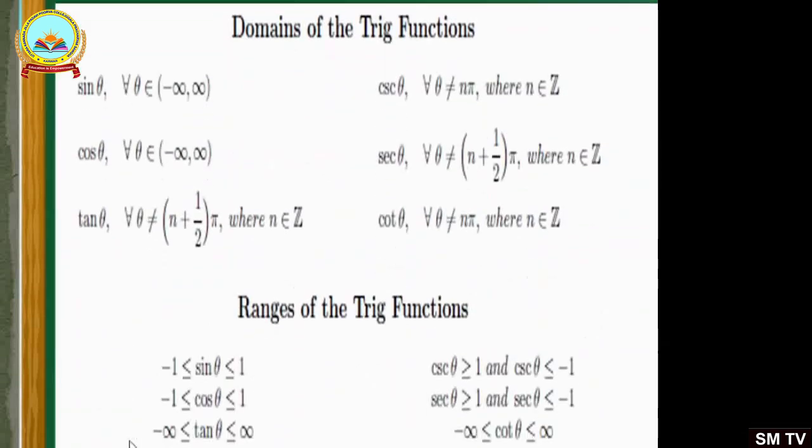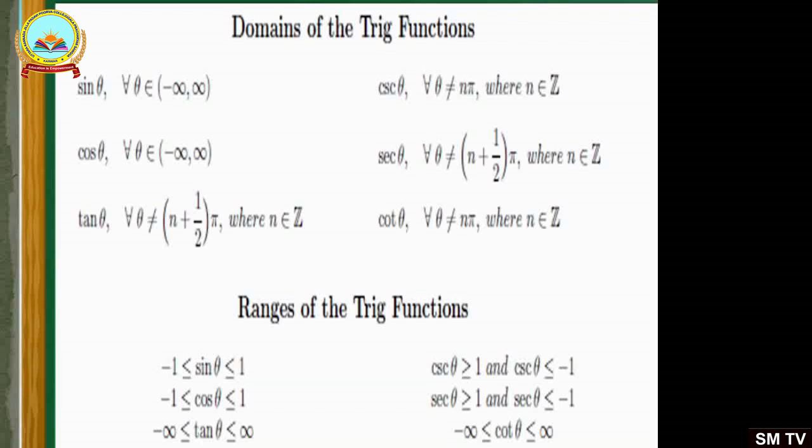The next one is the domain and range of the trigonometric functions. Sine domain is the set of all real numbers, cos domain is the set of all real numbers, tan domain is all real numbers except odd integral multiples of pi by 2, that is (2n plus 1) into pi by 2. Cosecant is all real numbers except integral multiples of pi. Secant is the set of all real numbers except odd integral multiples of pi by 2. Cot is the set of all real numbers except integral multiples of pi.